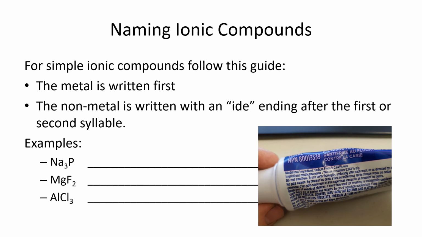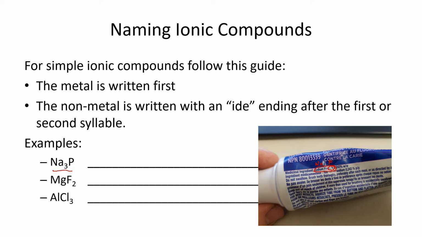Ionic compounds also can be described with names, and so using the formula you can figure out the name pretty easily. You can see on this tube of toothpaste that there's sodium fluoride in there. They don't use the formula, they use the name for it. And so that means that there's sodium and there's fluorine. And so all they did was change the ending to IDE. And you can do that for all compounds that have 2 elements.